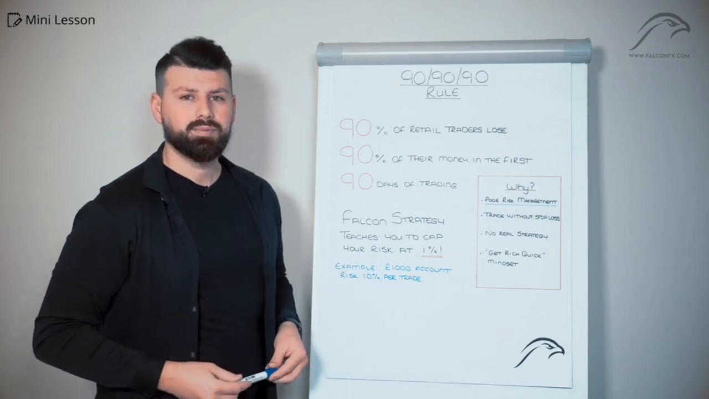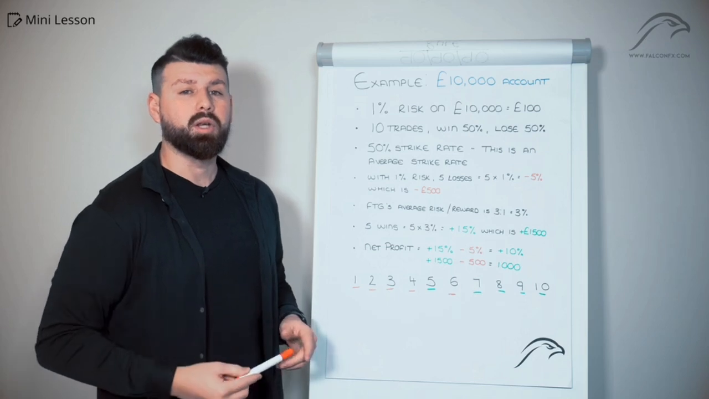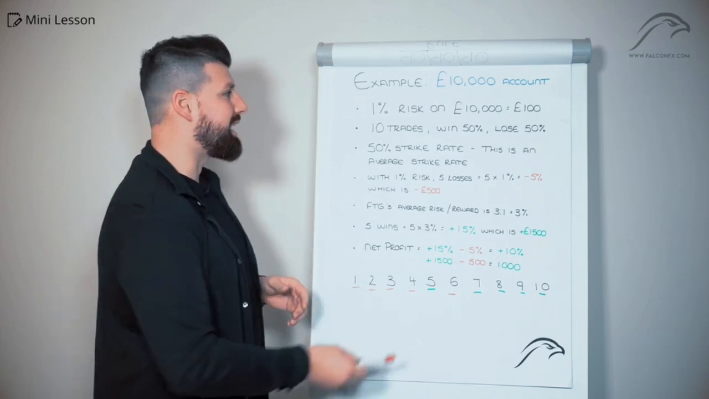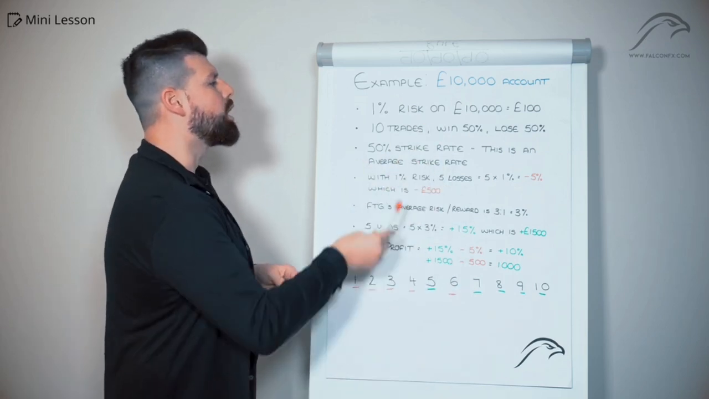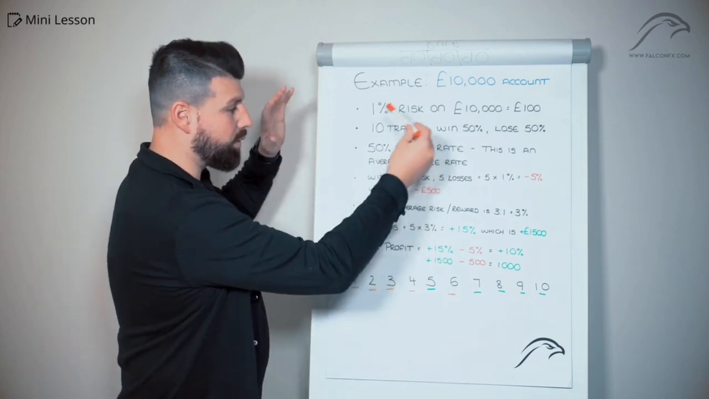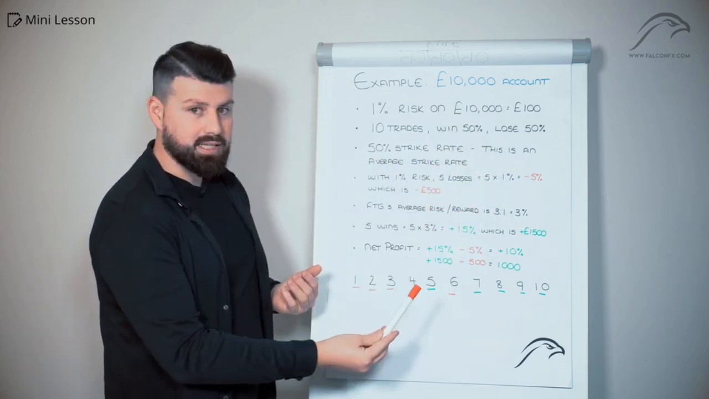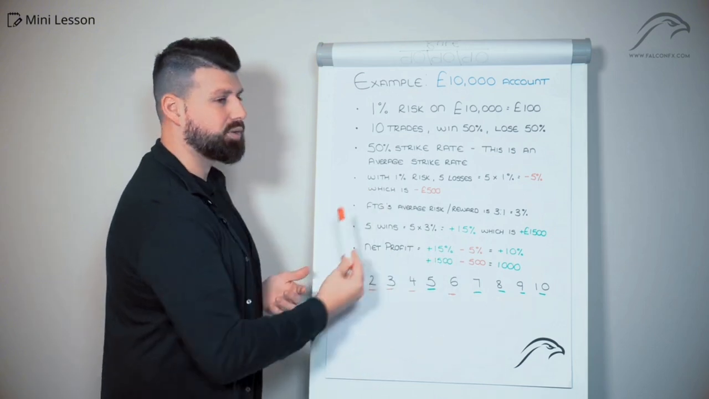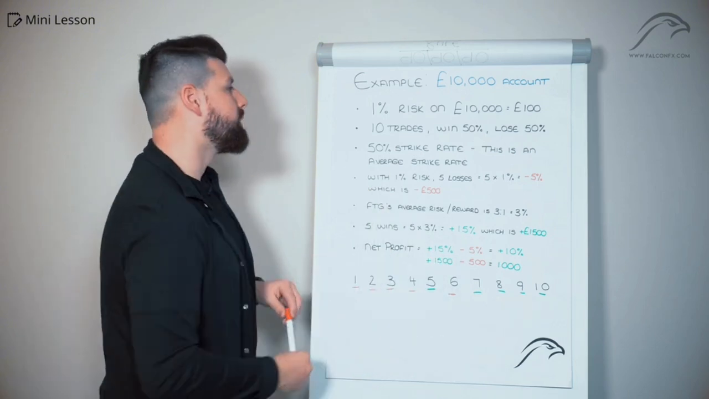So let's take a look at that now. This is the example that I want to show you, and it's very, very important for you to understand the mathematics. Now, this is a non-compounded example of what this means. So this is more the concept of the mathematics and what you can achieve even on a slightly lower strike rate. So let's take a look at this.